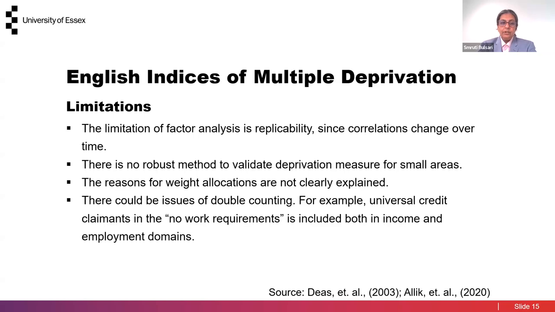Another limitation is that there is no robust method to validate a deprivation measure for small areas. Again, the weights assigned to each of the domains, the reasons for assigning particular weights, are not clearly explained. And there could be possible issues of double counting. Something that came to my mind was the universal credit claimants, introduced in the index of multiple deprivation for 2019. Universal credit claimants in no work requirements is included both in income and employment domains. So it might result in double counting.